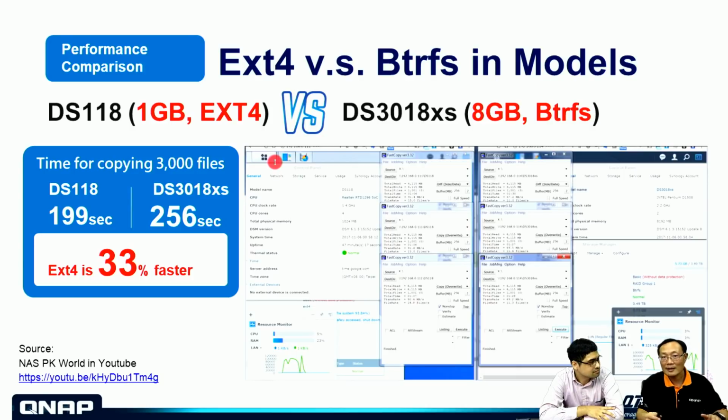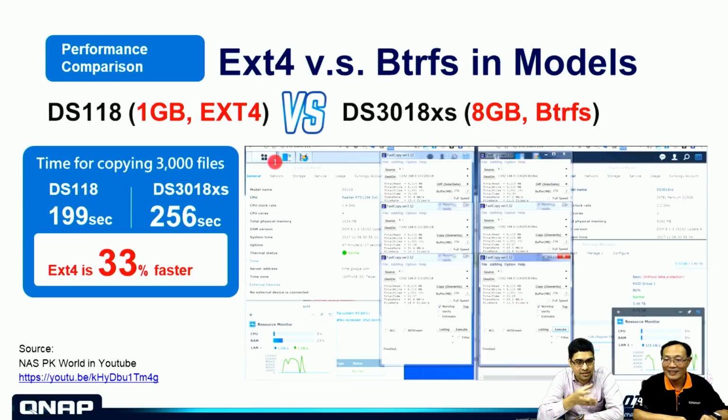So even with the same architecture, the same design and the same vendor, a low-end ARM-based NAS versus a Xeon-D-based NAS, the ext4 one is still about 33% faster than the Intel-based NAS. It's very interesting. Yeah, I agree.